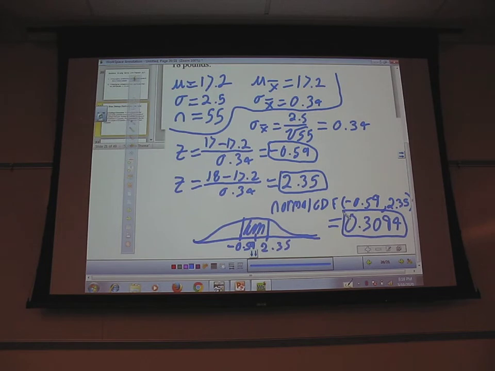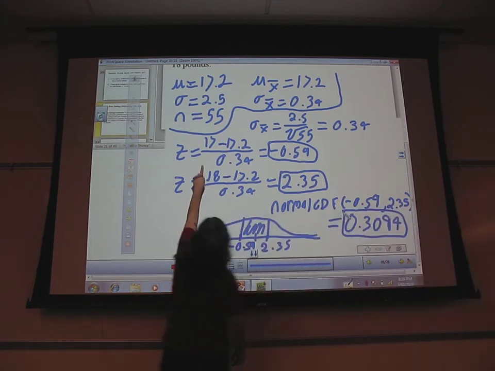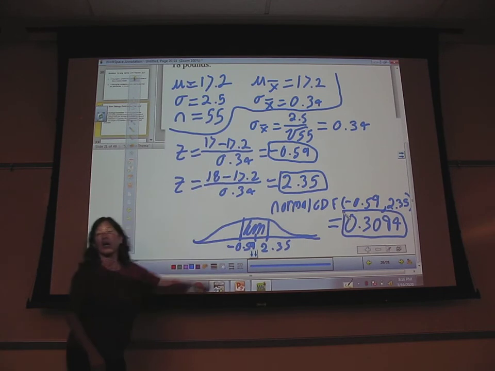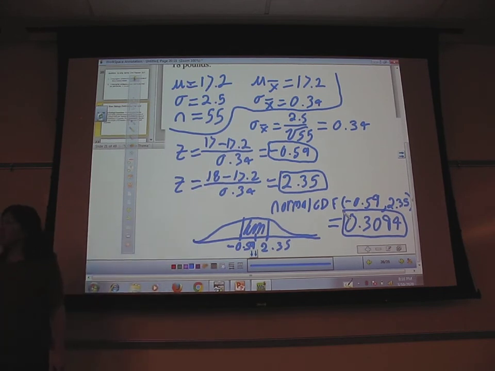Great. Perfect. So a couple things to note. Remember, here I gave you two numbers, and you need to find the area between them, right? Between 17 pounds and 18 pounds. So you need to find the z-scores for each of them, 17 and 18. Remember, if it's below the mean, it should be negative.